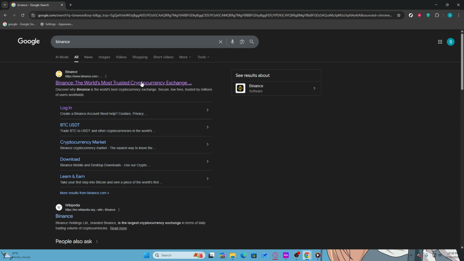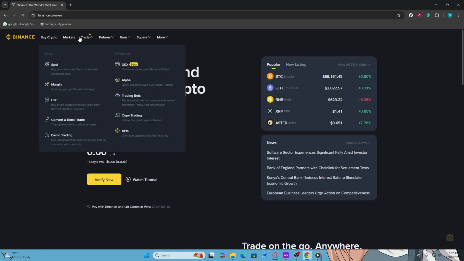Next, locate and click on the trade option in the top navigation menu. This action will direct you to the trading interface where you can start buying and selling cryptocurrencies. It's advisable to check your available balance before proceeding, as trading will require sufficient funds in your account.